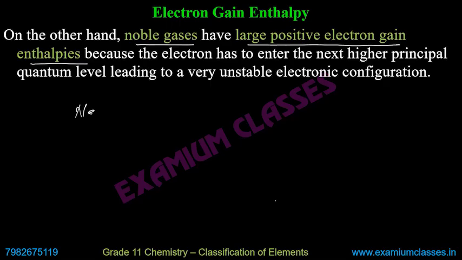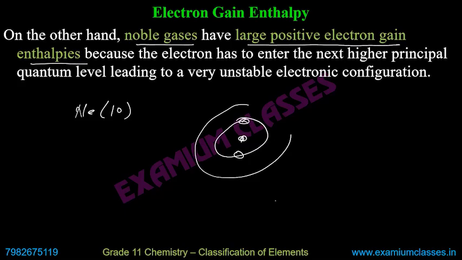If I consider neon, neon has 10 electrons, so it will have 2, 8. It will not be willing to gain an electron because it already has a stable configuration. So we will have to force an electron into it, and when we force an electron, we will have to provide the energy. It means it will be positive. So noble gases will have very high electron gain enthalpy. These will be used to answer the question.